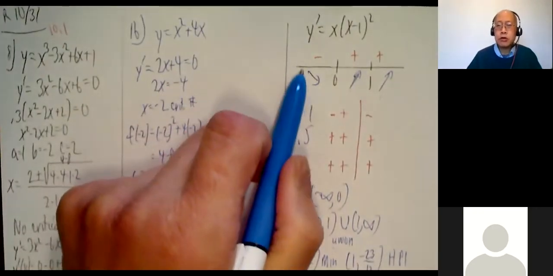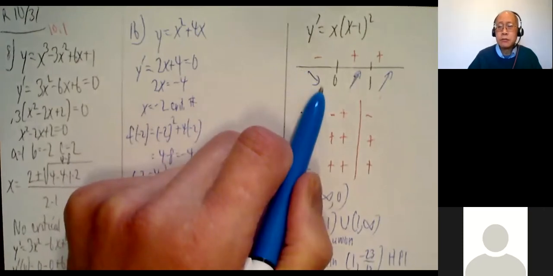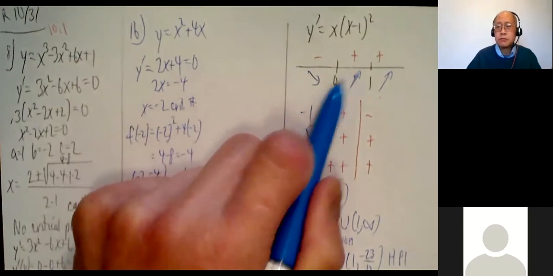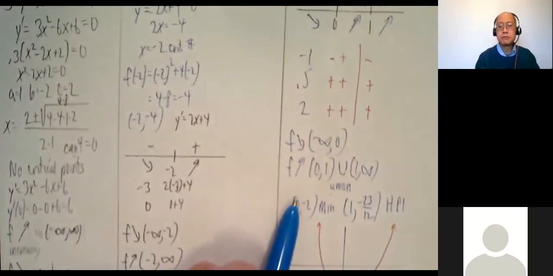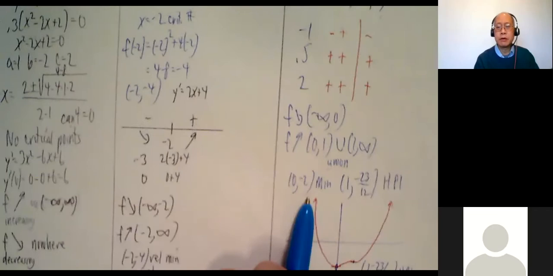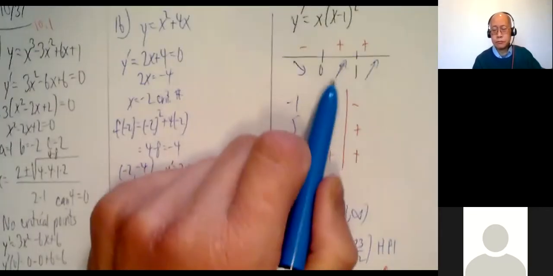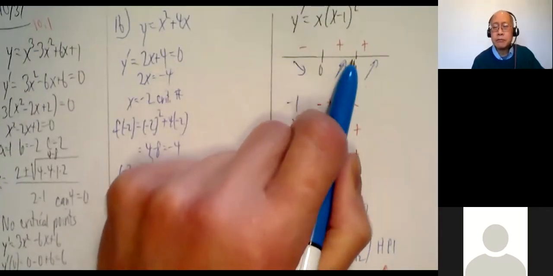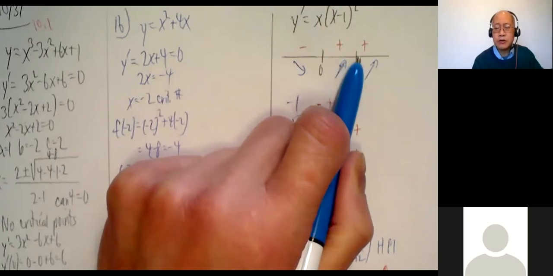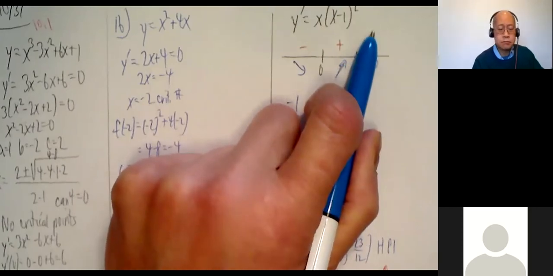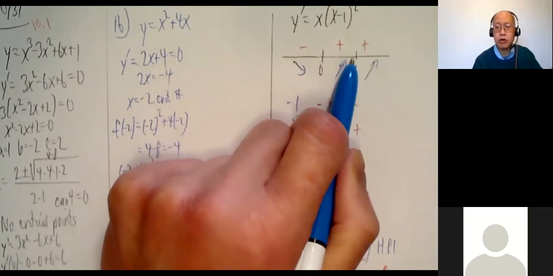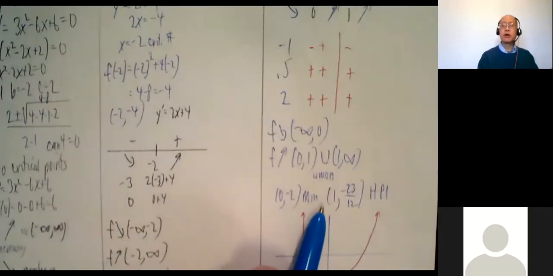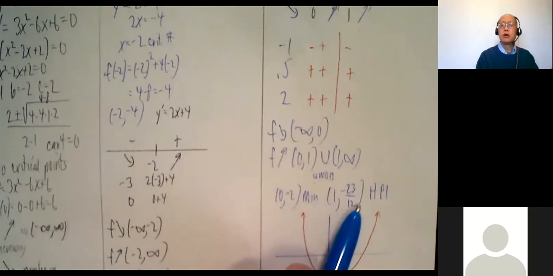Okay, if the roller coaster goes down, then it goes up. What do you have right here? Minimum. 0, -2, minimum. The ride goes up, levels out to a slope of 0, and then goes back up. So you have neither a maximum nor a minimum. Horizontal point of inflection. So 1, -23/12, horizontal point of inflection.